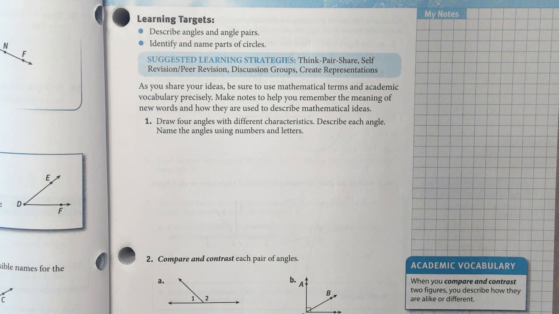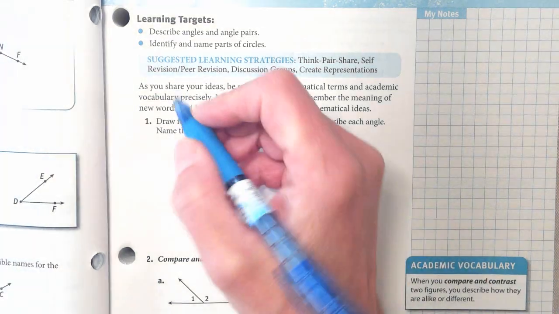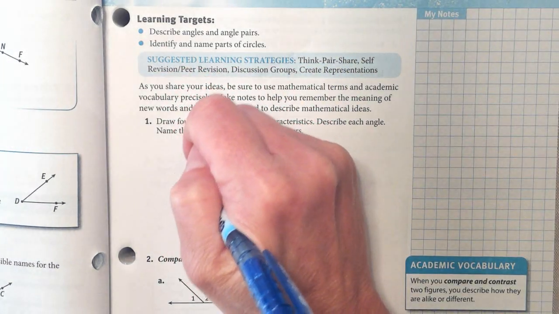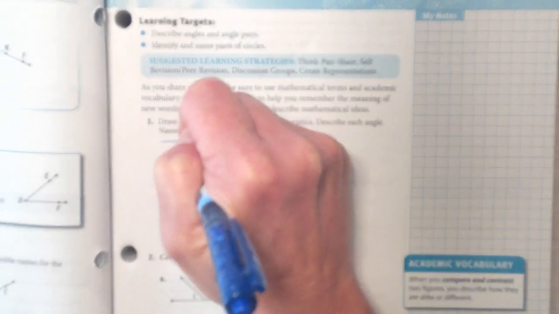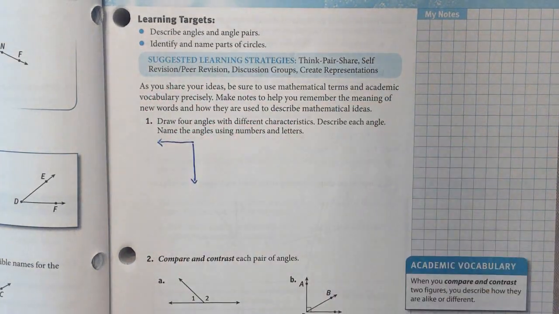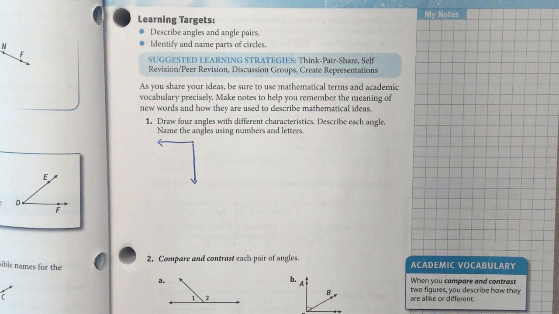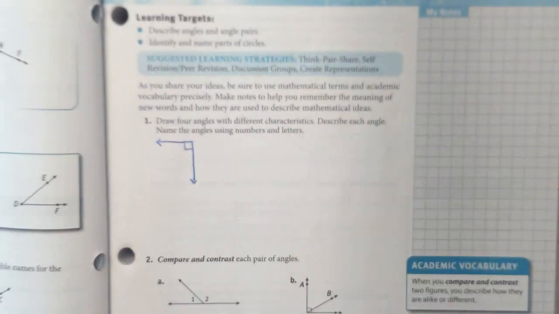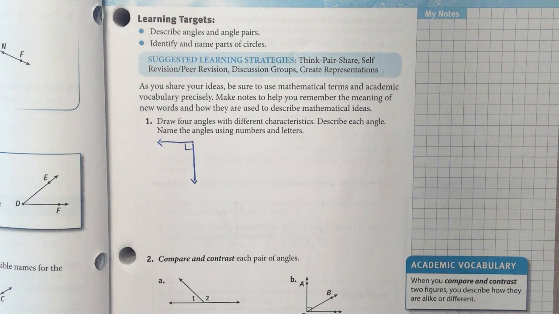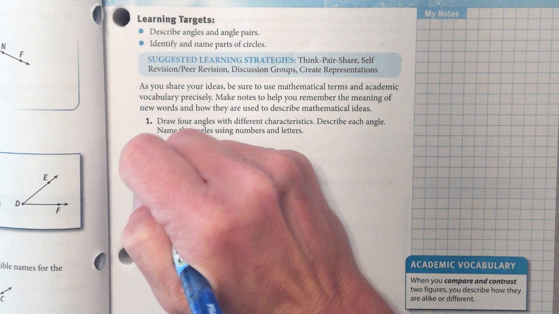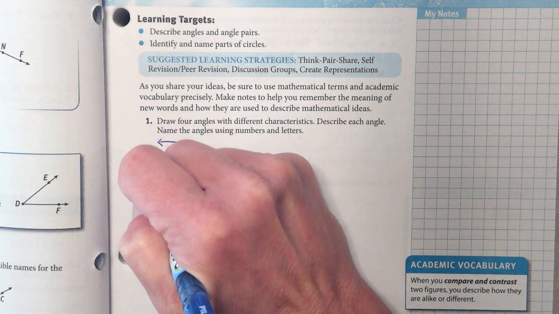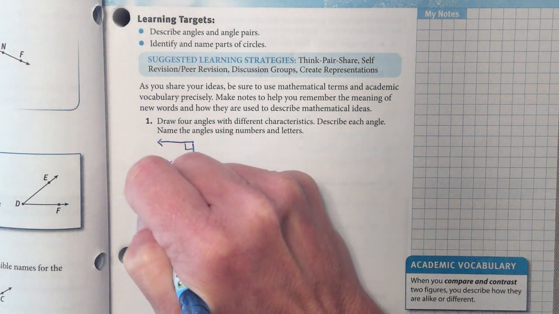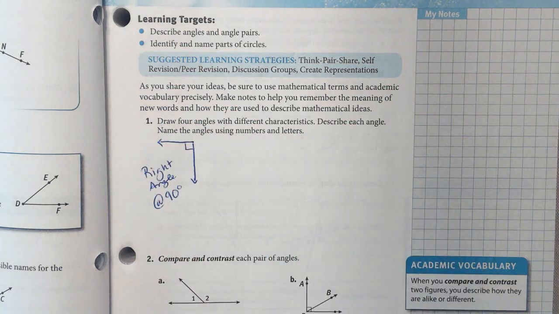Okay, we're going to name them using numbers and letters. So I'm going to start off with this guy. Now remember, when you're sketching something, it's not always going to be perfect. So that's why we have to label things so that we can communicate what we're trying to show. I'm going to put a little box right there. I'm hoping you remember what that little box means. That means that this is a right angle at 90 degrees.